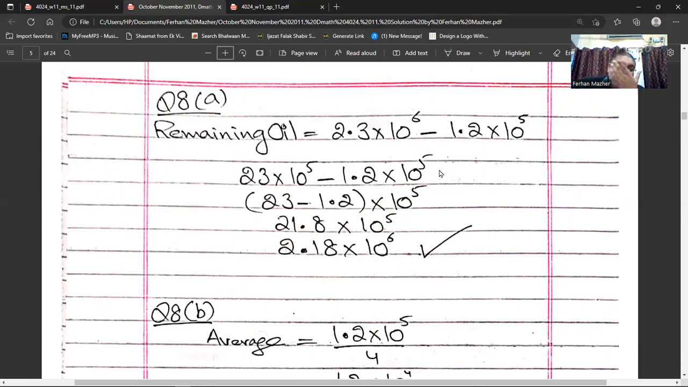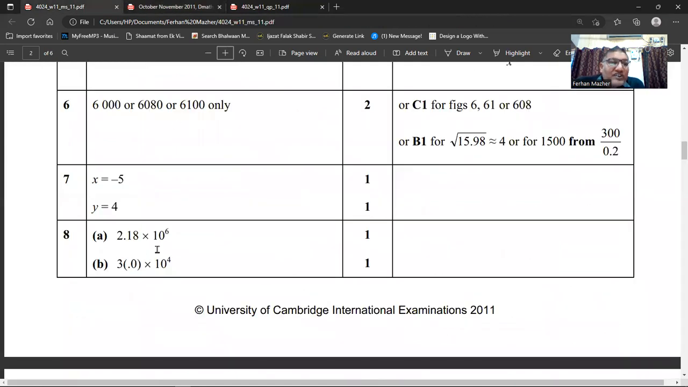So I will take 10^5 common. It will become (23 minus 1.2) in the bracket times 10^5. So 23 minus 1.2 is 21.8 × 10^5. This is not the standard form. It should be more than 1 and less than 10. So I will move this decimal 1 step to the left, and the power will increase. So 2.18 × 10^6 is the answer. That's the remaining oil, 2.18 × 10^6, the right answer, sir.